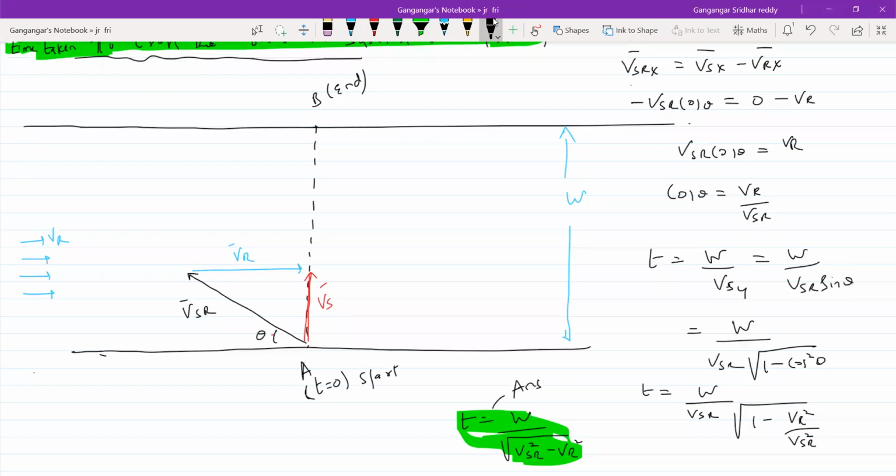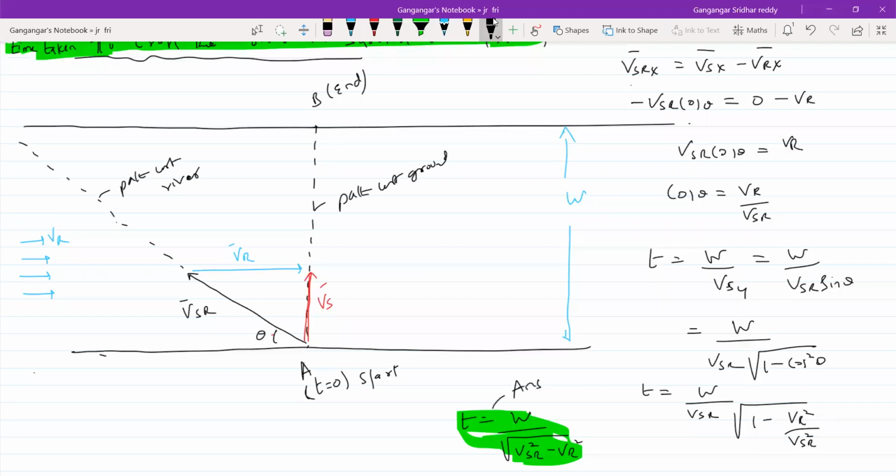So here, what is the path? There's a path with respect to ground. And what about this? There's a path with respect to river. This is what actually you have to process.